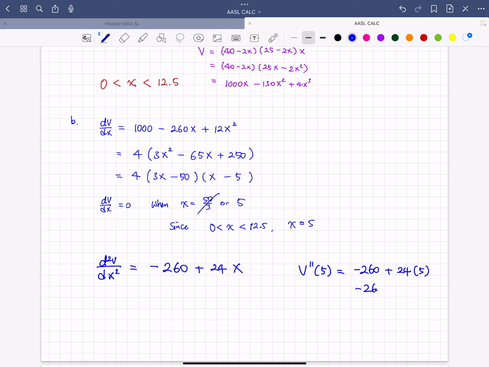So negative 260 plus 120, for sure that's negative, right? So the first derivative is 0 and the second derivative is negative. So it's concave down, and you have a local max.